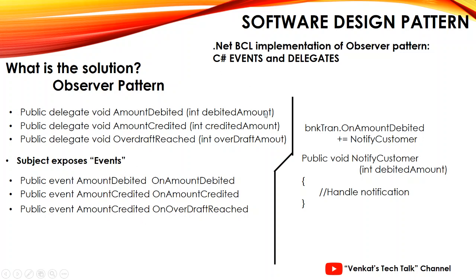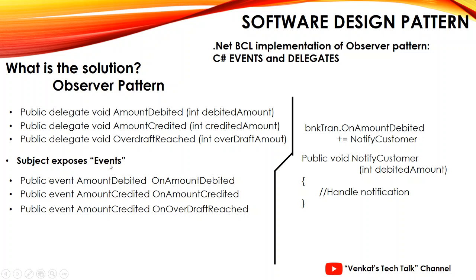Basically, the left side of this presentation talks about the subject. This is the bank transaction component code. It has three delegates. As you may already be aware, a delegate is nothing but a function pointer. You can point to a function that matches the signature. So amount debited is a delegate which takes an argument of integer and returns void. So any observer can just take this event and assign it to a method which follows this delegate signature.